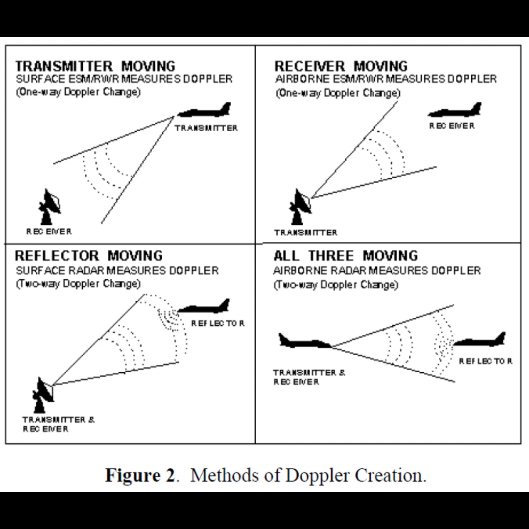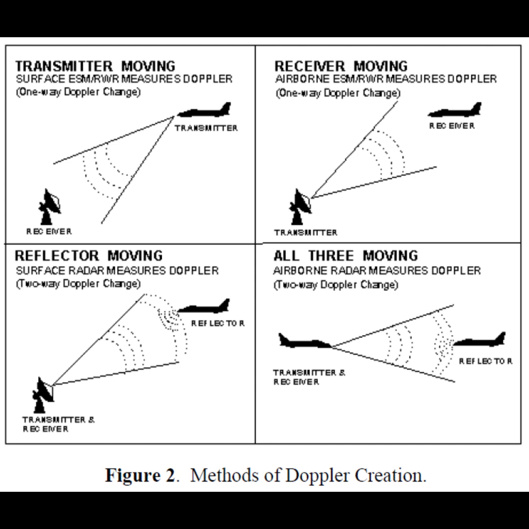Bottom right, all three moving. Scenario. The transmitter, receiver, and reflector are all moving. Description. The transmitter sends out a signal, which is reflected off a moving reflector and received by a moving receiver. Measurement. The airborne radar measures the Doppler shift. Doppler change, two-way Doppler change, as the signal is affected multiple times by the movements of the transmitter, reflector, and receiver.